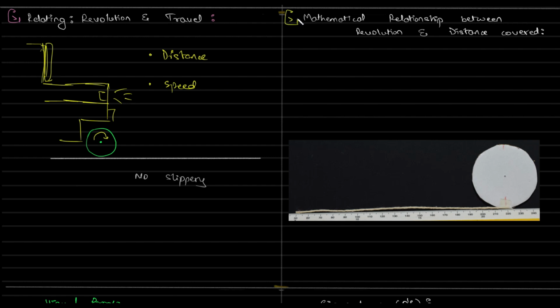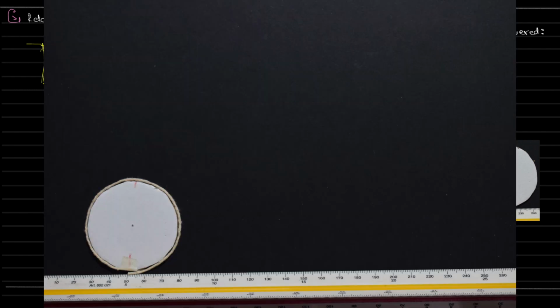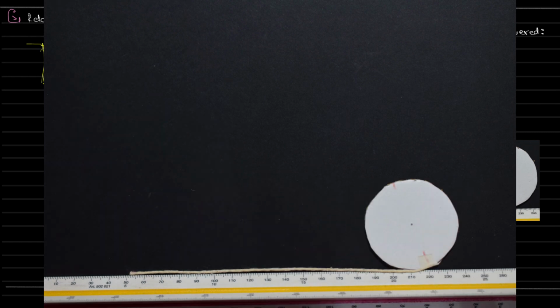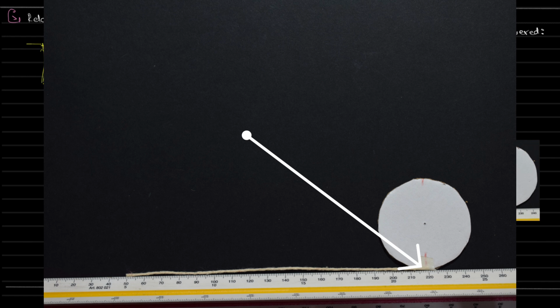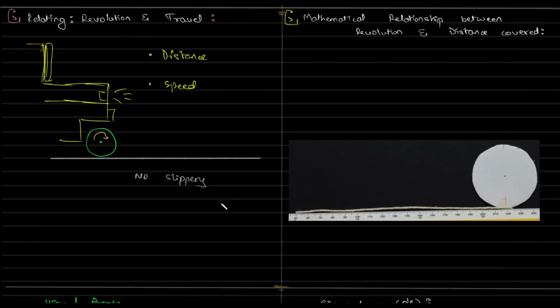Then, what is the mathematical aspect of all of this? So the mathematical relationship between the revolution and the distance covered. To understand, let's go back to the video. So we can see that the wheel started rotating from this point and it ends over there, right? So let's come back to the board. So we saw that the wheel started rotating at 50 unit point and it ended at 220-ish unit approximately.